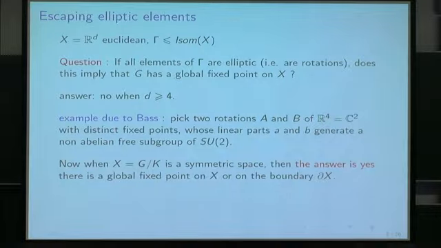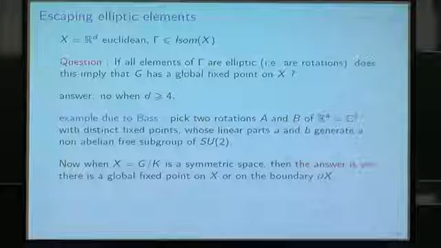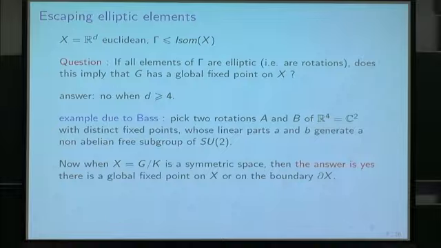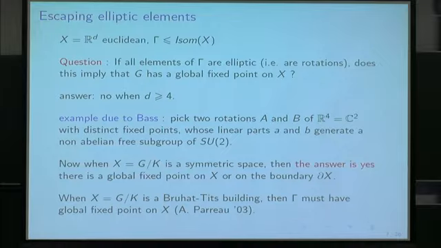Now, what happens if you don't take a Euclidean space, but you take a symmetric space? For a symmetric space, the answer is yes. So there is a global fixed point. Namely, if you have a group, all of whose elements are elliptic, then there is a global fixed point, either on X or on the boundary. And when you have a Bruhat-Tits building, then in fact there is a global fixed point in the building. And this is a nice paper of Anne Parreau.